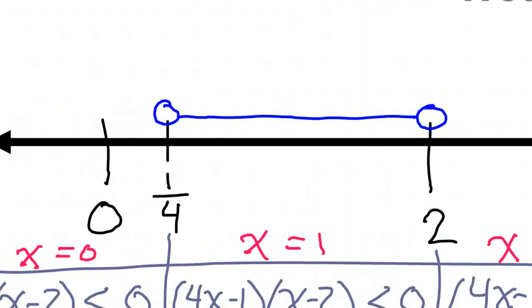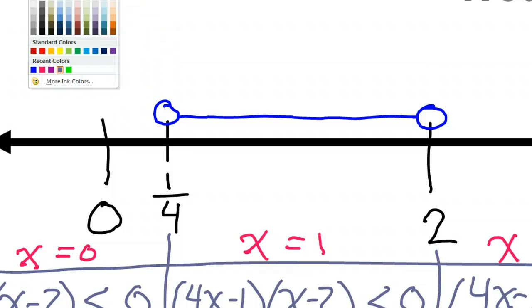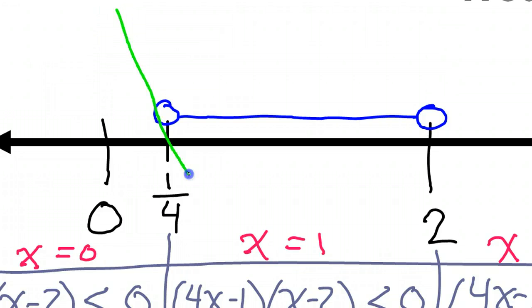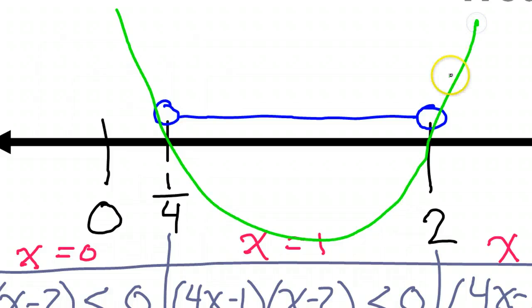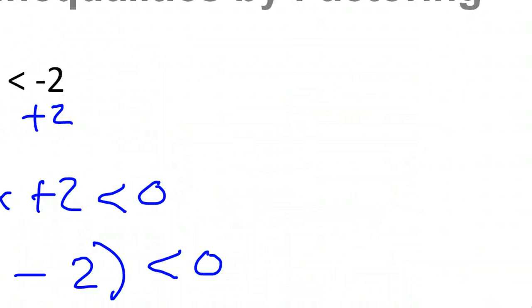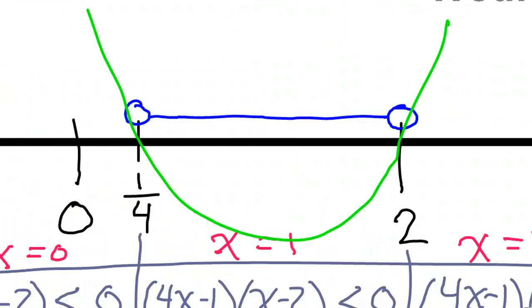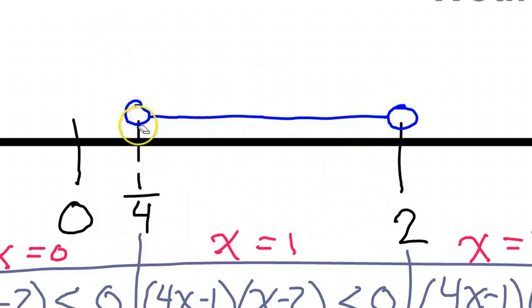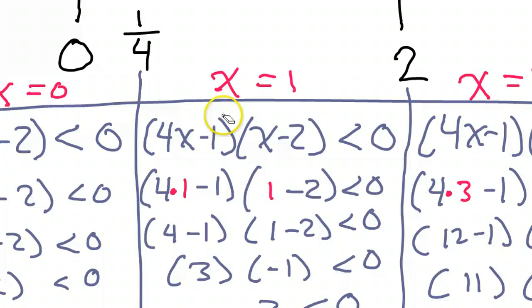Now notice that the interval that we end up with is the same interval that we got graphically at the beginning when we looked at the parabola and we said, if we want the part that is less than 0, that's the part that's below the x-axis, and the part that's below is the part that's between 1/4 and 2. So my visual learners will be able to come up with this answer in 30 seconds, and you still have to show your work.